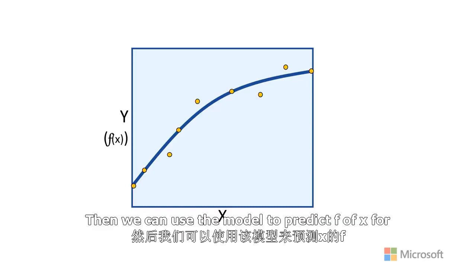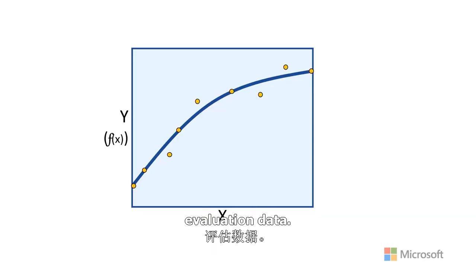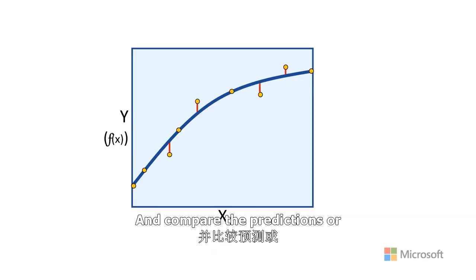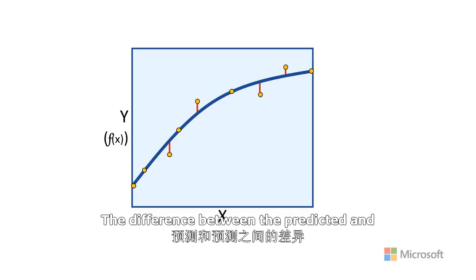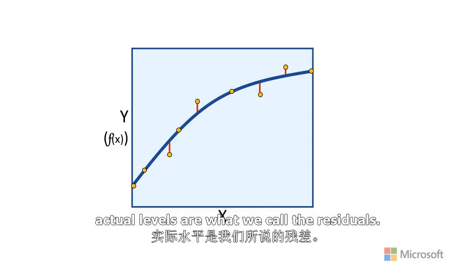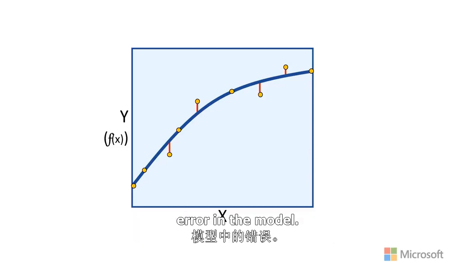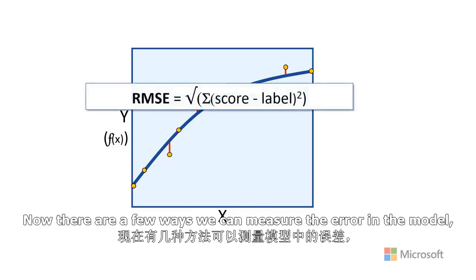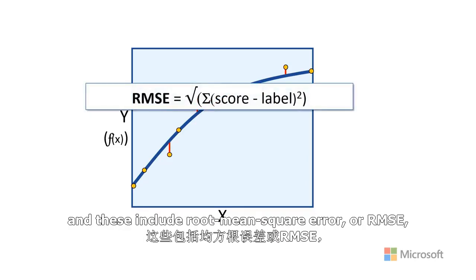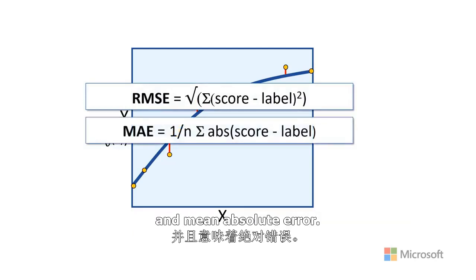And then we can use the model to predict f of x for the evaluation data and compare the predictions or scored labels to the actual labels that we know to be true. The difference between the predicted and actual labels are what we call the residuals, and they can tell us something about the level of error in the model. Now there are a few ways we can measure the error in the model, and these include root mean squared error, or RMSE, and mean absolute error.